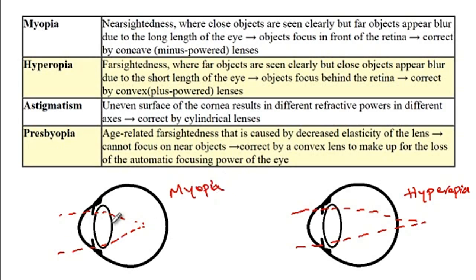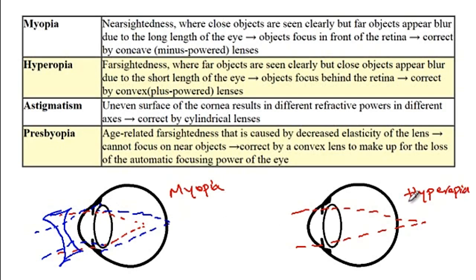And so in order to correct for these conditions, you will have to provide them with refractive glasses. For patients with myopia, you will have to provide them with concave glasses, which have a minus power. What these concave glasses do is diverge the light. And so now the light will pass through the lens and focus at the back of the eye, at the retina, so the patient will have a clear vision.